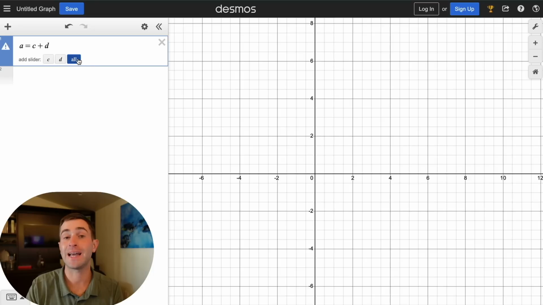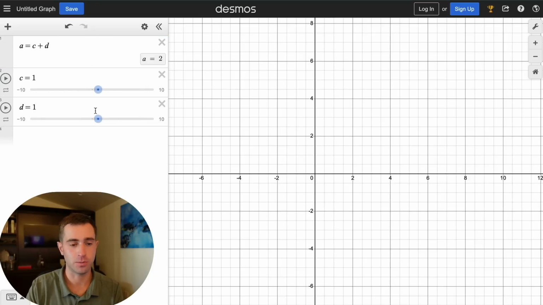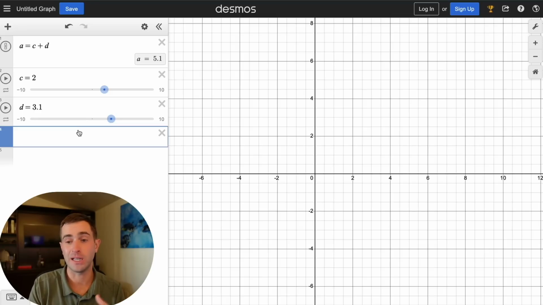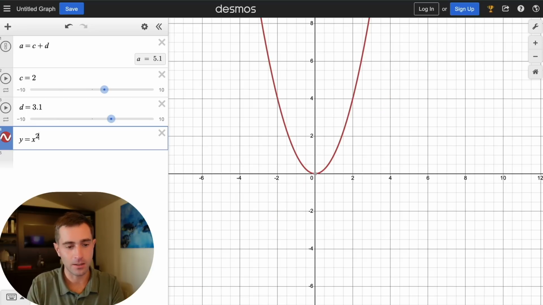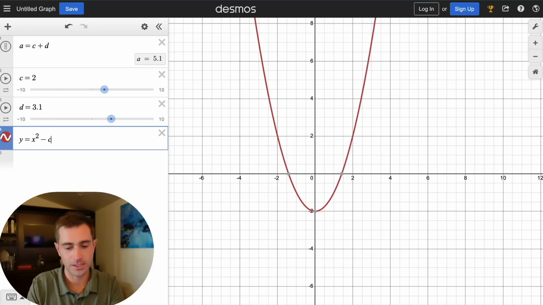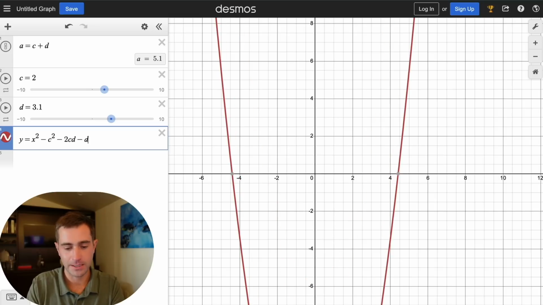Now we're going to have to click add a slider. This is going to just put in values for us. What we set the values to will not affect this question. I recommend just going through this and getting used to some of this yourself. Now what we know is a equals c plus d. We're looking for which of the following is equivalent to the expression. I always graph these as y equals x to the second minus c to the second minus 2cd minus d to the second.